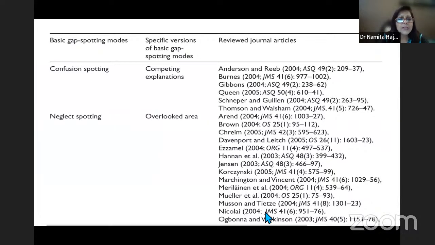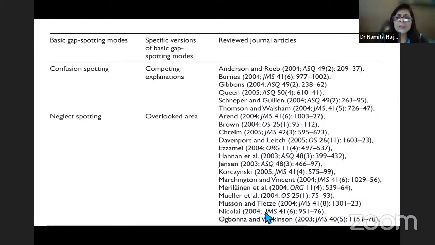Like, how much is the confusion? When you talk about confusion, you talk about competing explanations. That is, one is saying this happens and the other is saying this is not happening. One says this is the factor, the other says this is not the factor. These are competing explanations. It was very clearly identified that there was some confusion spotting. That becomes your area of research. It becomes your research gap because you don't have a very clear view of the topic you have chosen. The second is neglect spotting.